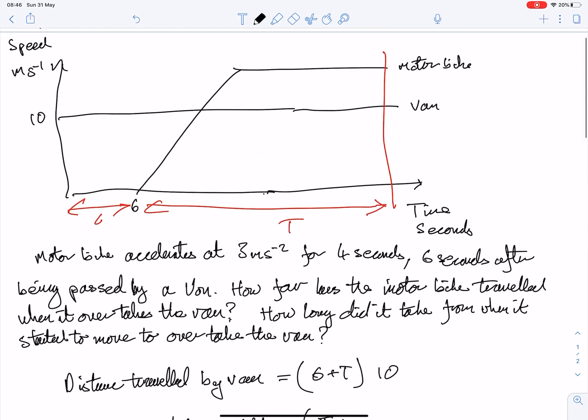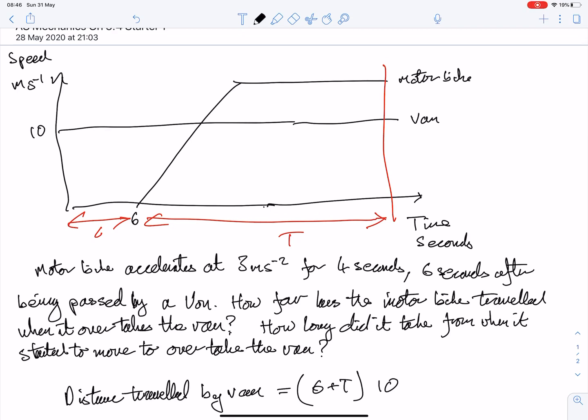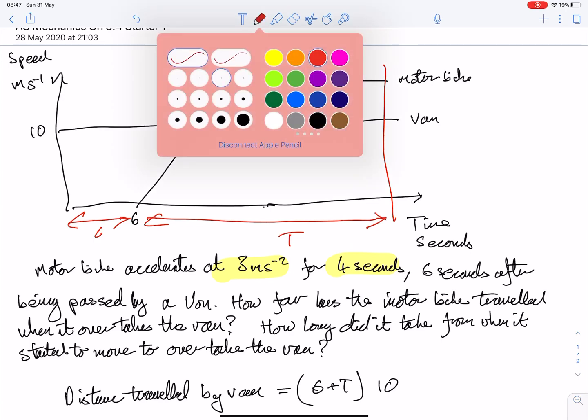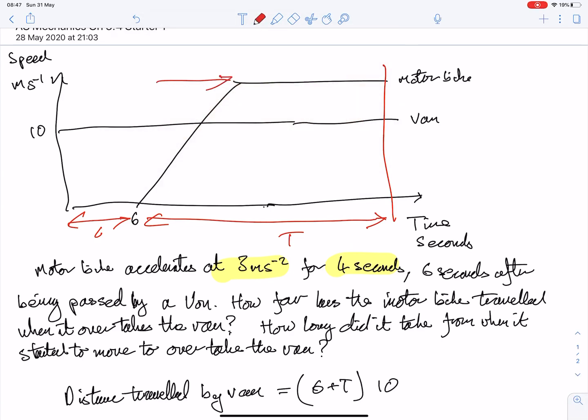plus, now what's the length of the parallel side? Well, we're told it accelerates at 3 meters per second squared for 4 seconds. So this distance up here is 4. So this must be t take away 4. And it accelerates at 3 meters per second squared for 4 seconds. So this speed here is 12.